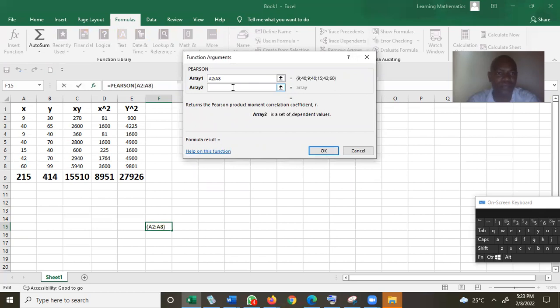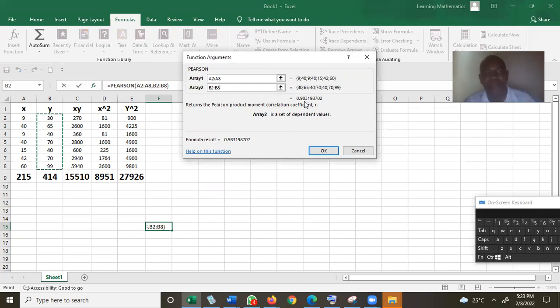Array 2 is from B2 to B8. If you type it in, you have to put a comma between the first array of numbers and the second array of numbers. And just look right there, it gives us our answer, 0.983.